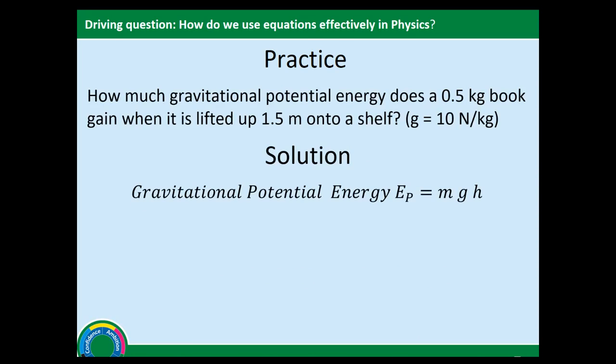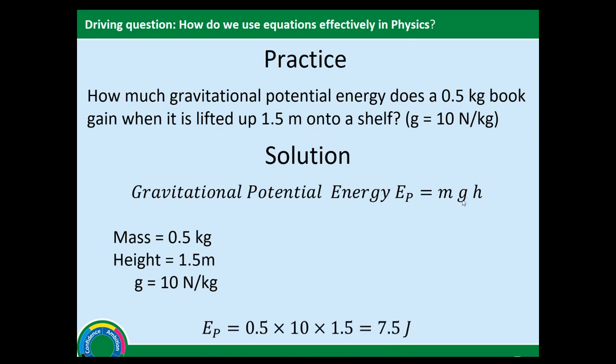We know EP equals mgh. m from this question is 0.5 kilogram. The height is 1.5 meters. And g on Earth is equal to 10 newton per kilogram. We've got the three values, m 0.5, height 1.5, g 10. Substitute into the equation and the answer is 7.5 joules. Hope you had it correct.